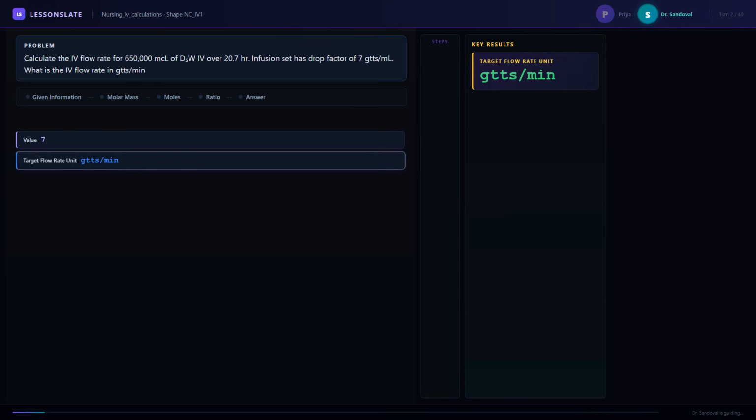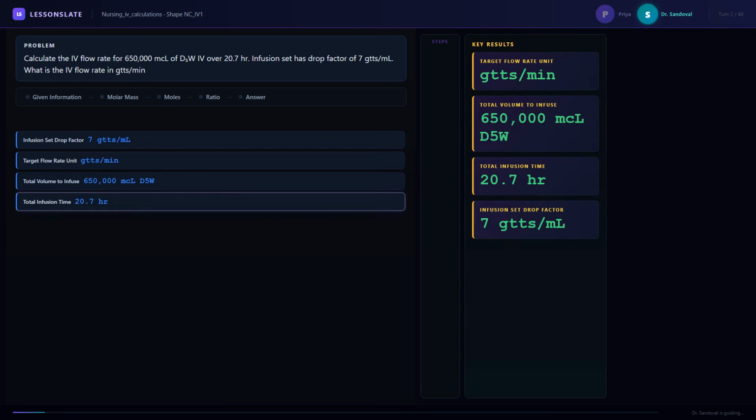This problem actually packs a couple of unit conversions into one, Priya, especially going from microliters to milliliters, and then hours to minutes for the final answer. It's easy to get those mixed up if we don't start systematically.